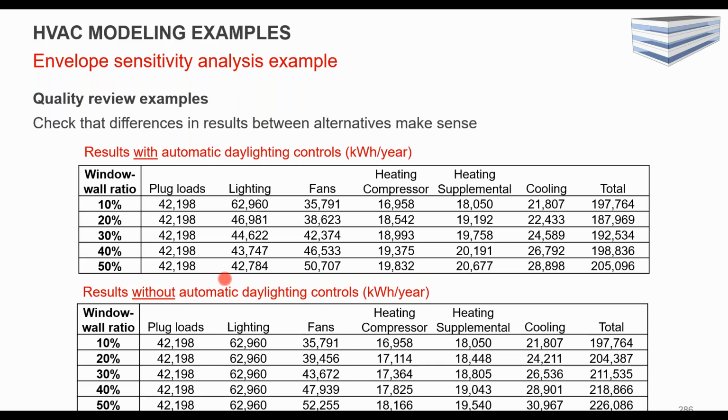That makes sense. And if you turned it off, you should not see any variation in lighting, so that makes sense, right? So easy things to check for. And subsequently, you're going to see changes in heating and cooling. Cooling should be going up with all of these changes. Your heating generally should be going up as well because you have more heat loss through the envelope, right? So the results tend to make sense.